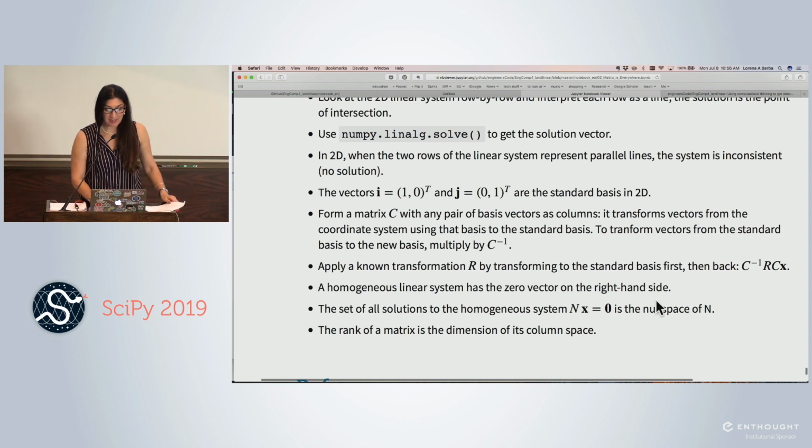We know that a homogeneous linear system is the one that has a 0 right-hand side. The solutions to a homogeneous system is the null space, and if the null space has any dimension non-zero, then we know that the matrix is rank deficient. The rank of the matrix is the dimension of its column space.